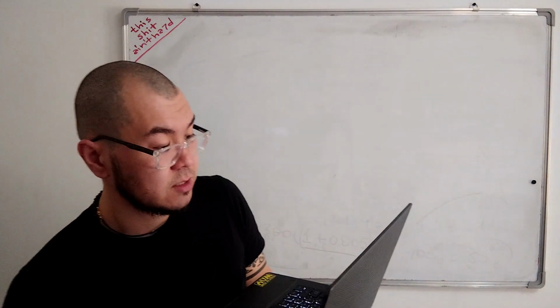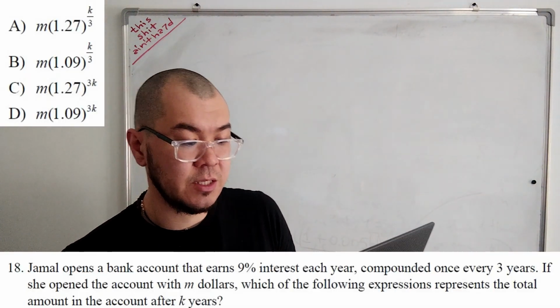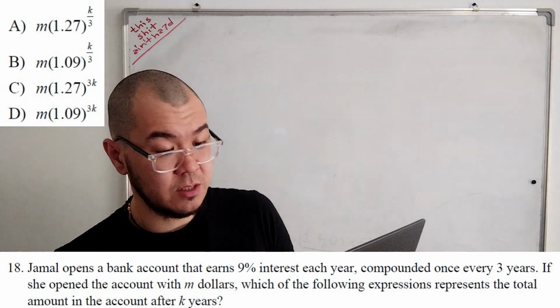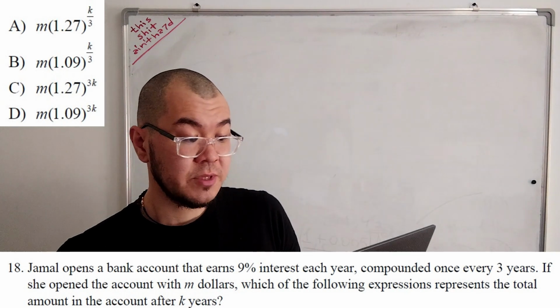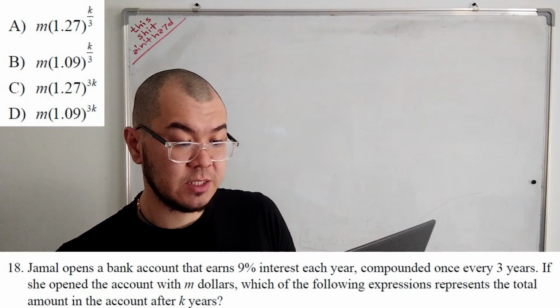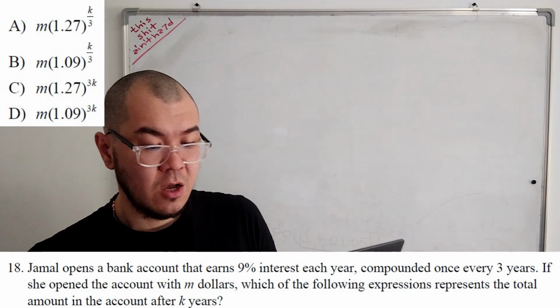And the last one, guys. Jamal opens a bank account that earns 9% interest each year, compounded once every 3 years. If she opened the account with $M, which of the following expressions represents the total amount in the account after K years? Okay.